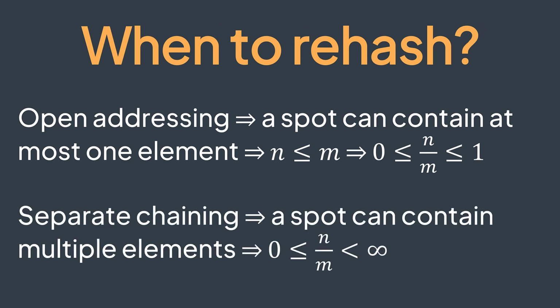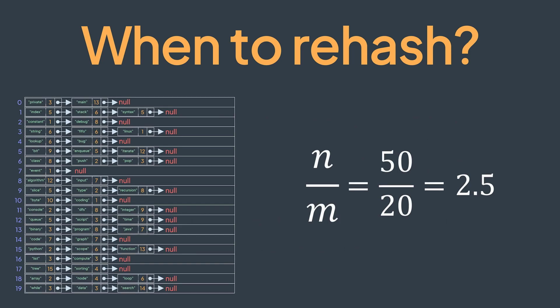But in separate chaining, the same spot can store multiple elements, so n can exceed m. This is why the ratio can be below 1, but it can also be 1.5, 2, 5, whatever. For example, in this example we had 50 elements stored in 20 spots. The ratio was 2.5.